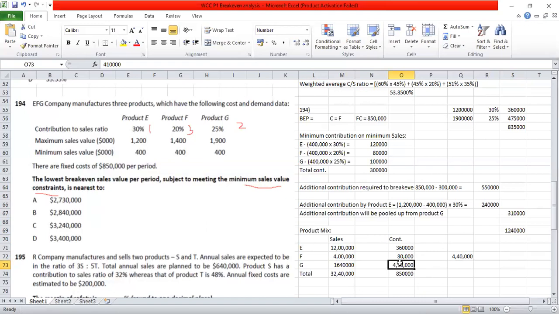So if it is 410,000 contribution, the total sales which it has to be pulled up is 1,640,000. How did we get that? 410,000 divided by 0.25 gives us 1,640,000. Add up all the three sales, we have 3,240,000. Total contribution is 850,000. So that is the criteria which has to be met.